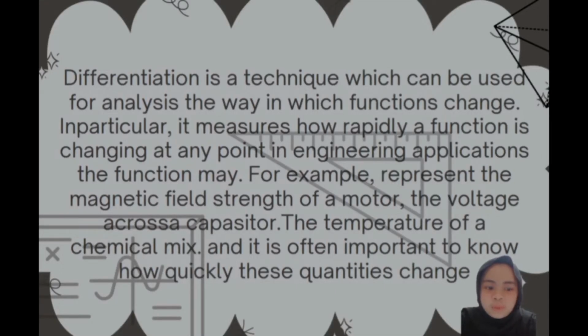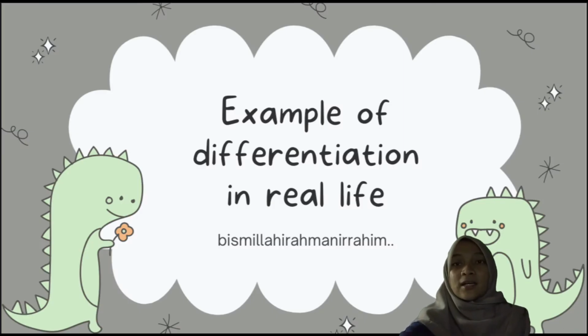Differentiation is a technique which can be used for analysing the way in which functions change. In particular, it measures how rapidly a function is changing at any point. In engineering applications the function may, for example, represent the magnetic field strength of a motor, the voltage across a capacitor, or the temperature of a chemical mix, and it is often important to know how quickly these quantities change. This is an example of differentiation in real life.